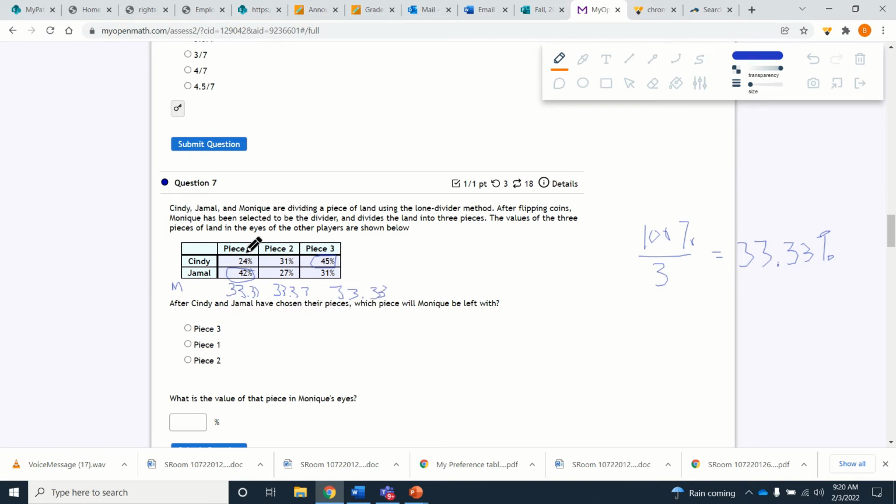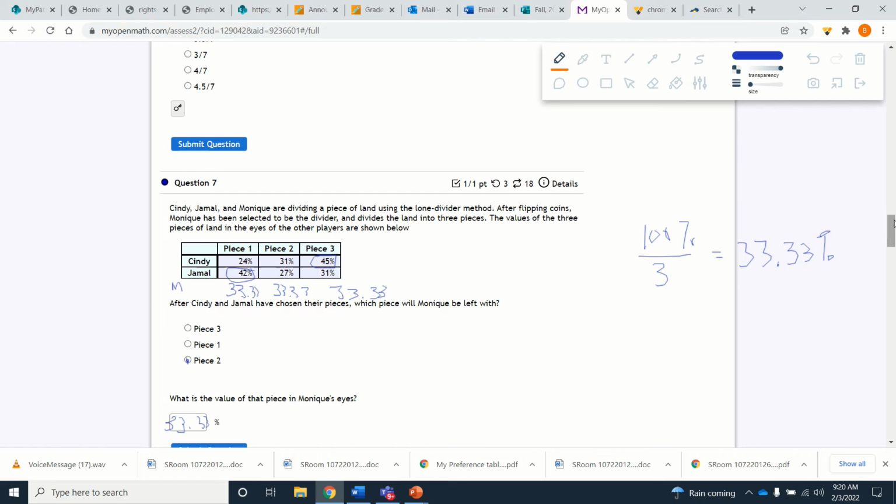All right, so in this case, since Jamal is getting piece 1 and Cindy is getting piece 3, all that leaves is piece 2 for Monique. So she is getting piece 2. And what is the value of that piece in Monique's eyes? It is 33.33%. And that will always be the case for the person who is doing the dividing. They will have whatever that fair share turns out to be as the value of their piece.